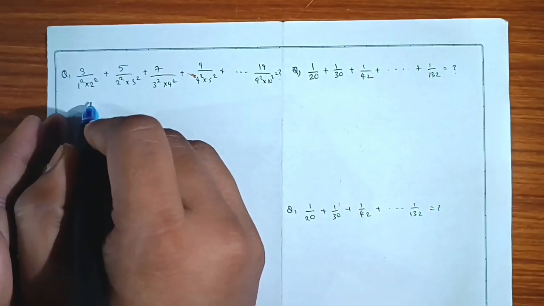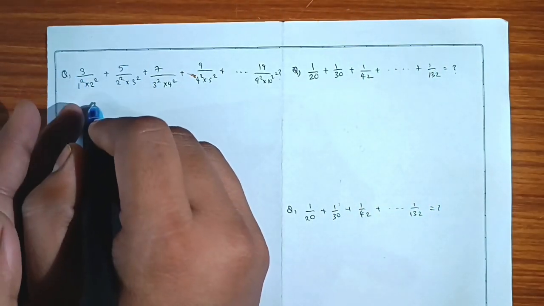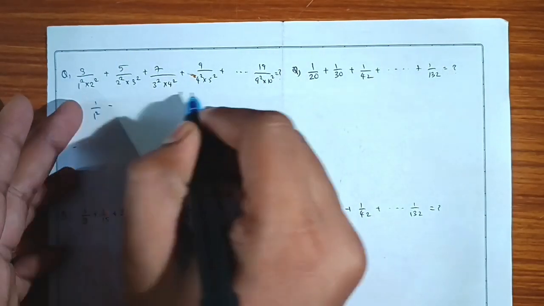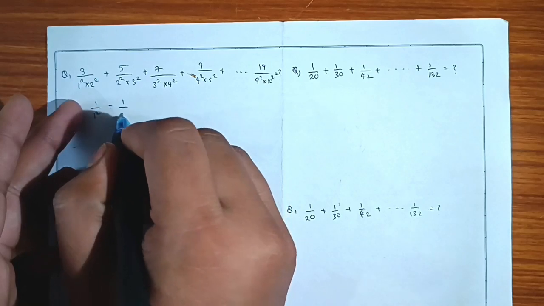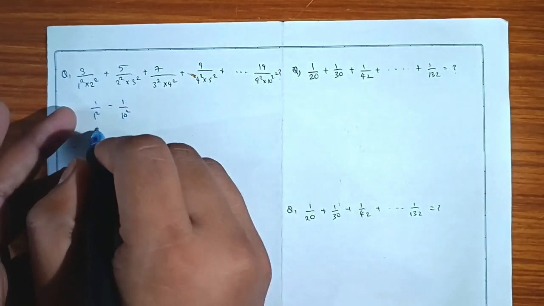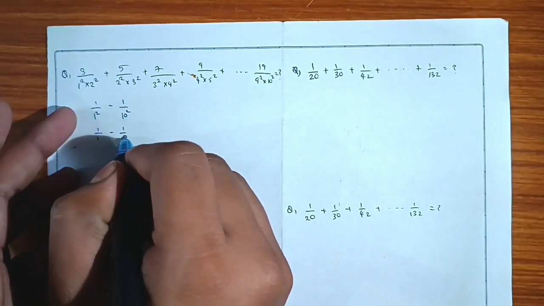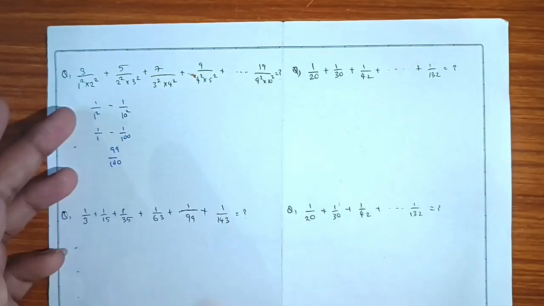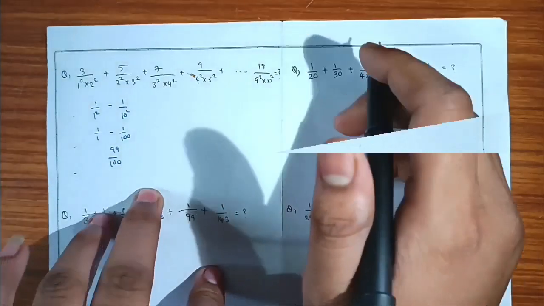Now apply the trick: the first value is 1 by 1 square, and the last value is 1 by 10 square. Then it is 1 by 1 minus 1 by 100, which is 99 by 100, the answer to this question. So this is the trick. You can solve the question easily. Now let us move to this question.